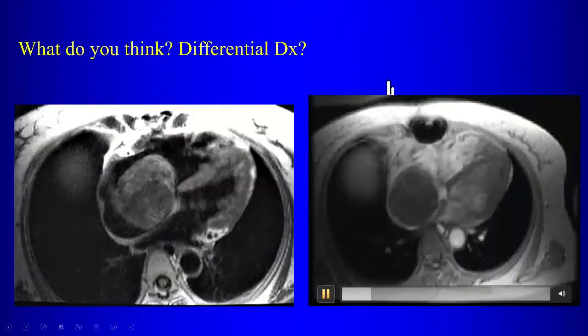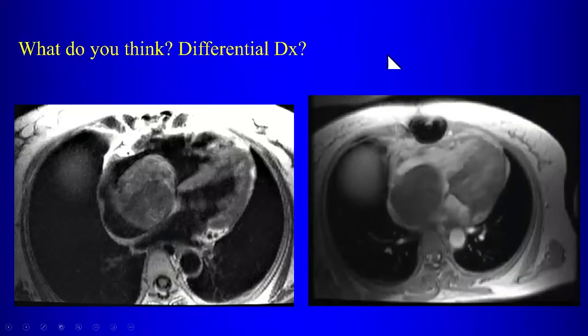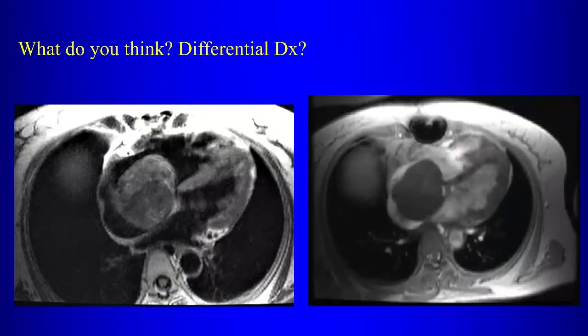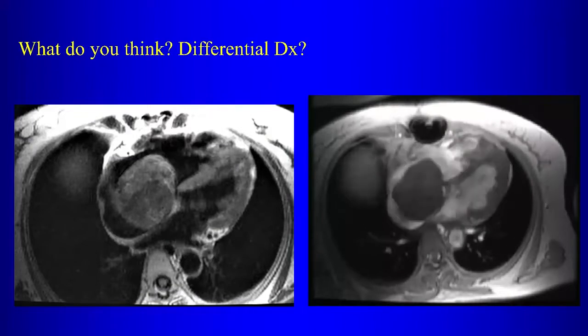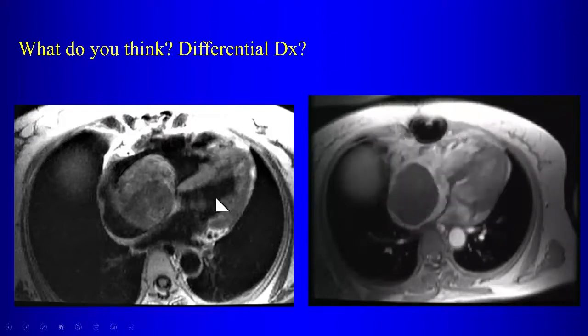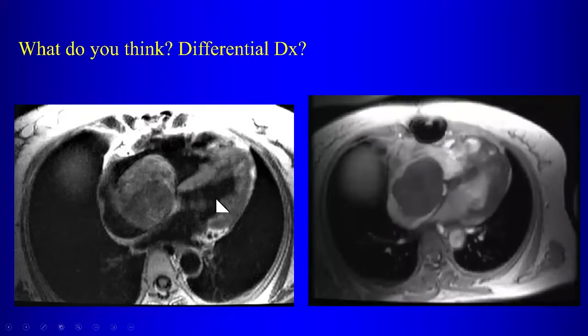Okay, so let's go on to this case. So you guys over here, what is the abnormality? So first of all, that first image on the left, what pulse sequence is that? This one? What color is the blood? Black blood, right? So this is a black blood sequence.